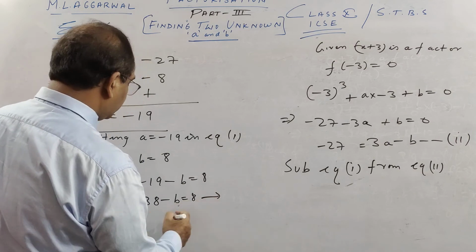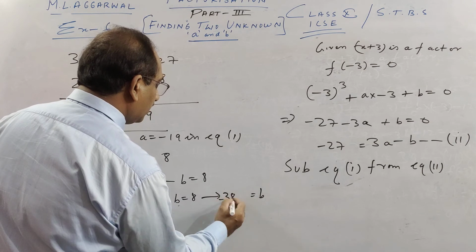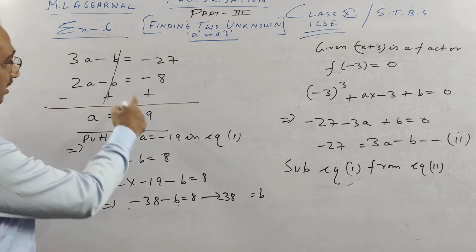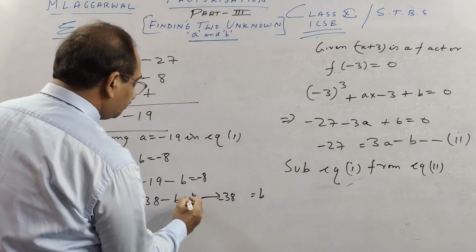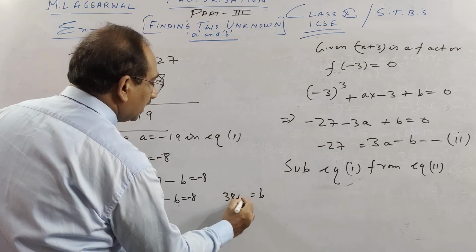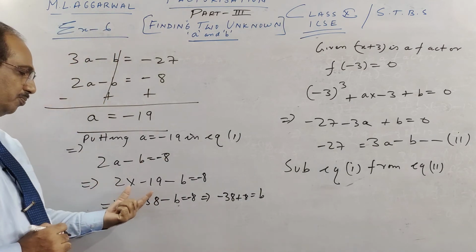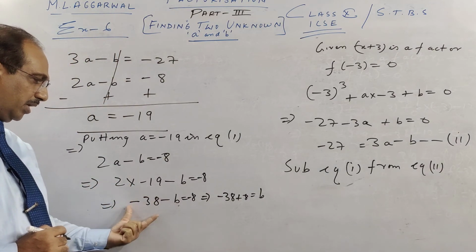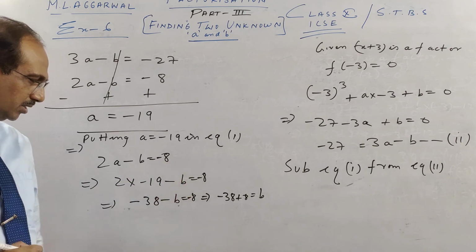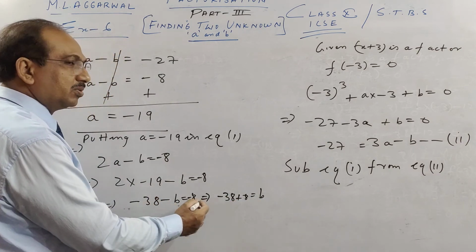Okay, so b I take to that side. If you see here, this is minus 8, children, so minus 8 comes here with plus sign. Once more, a's value we put minus 19, you get minus 38, and then minus b equal to minus 8. So b I take to the other side to make it positive. I could have taken it to the other side in the same way.